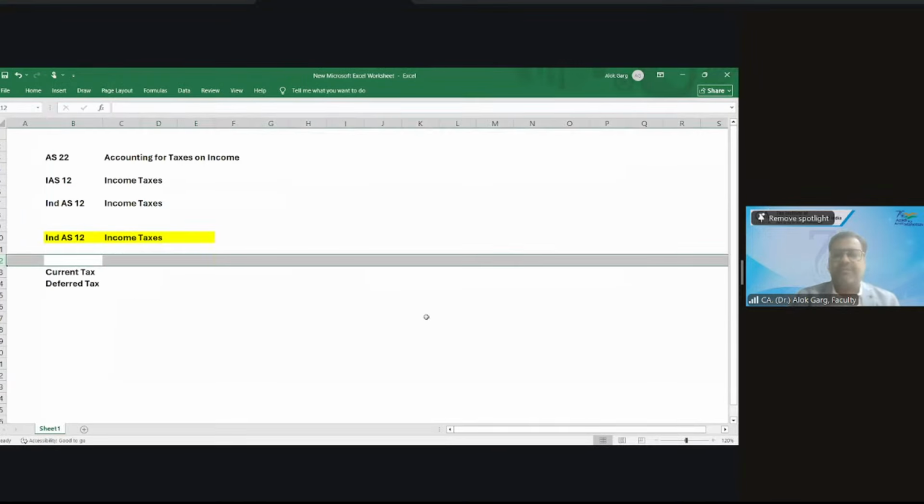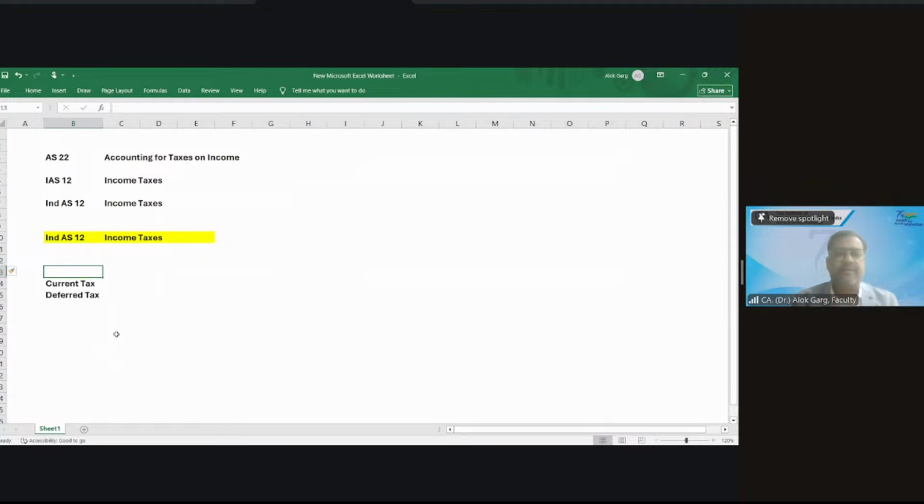So coverage. From the coverage perspective, we are going to cover current tax and we are going to cover deferred tax. These are the two critical concepts in this standard.